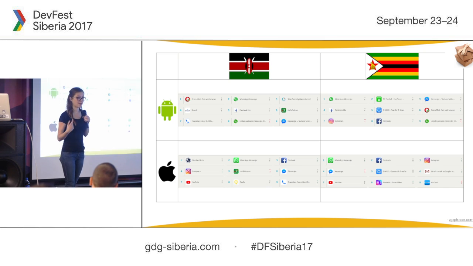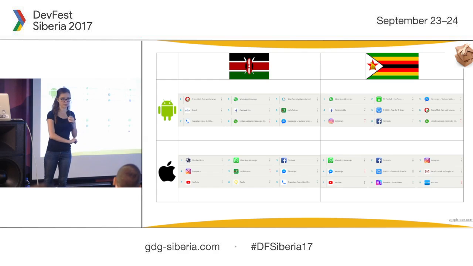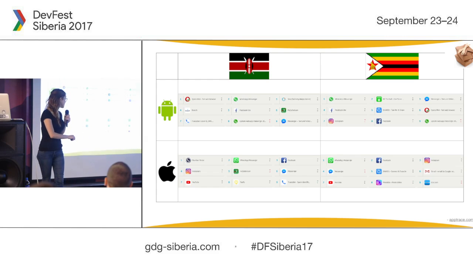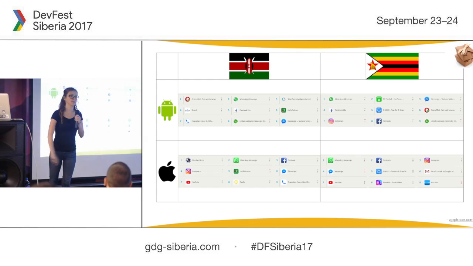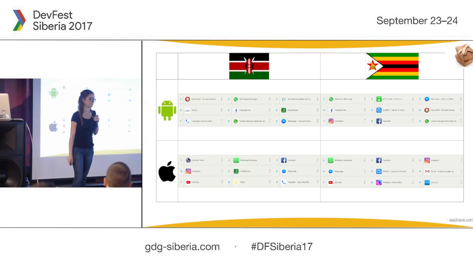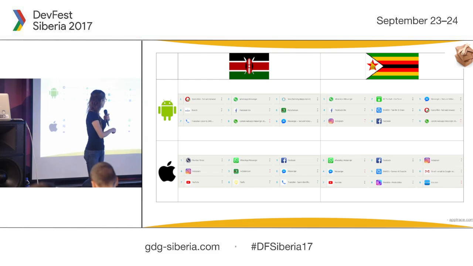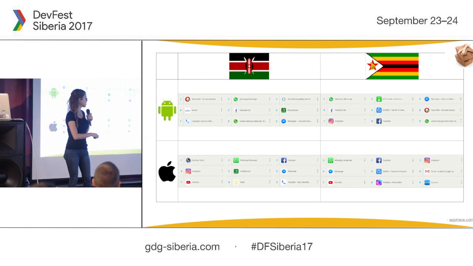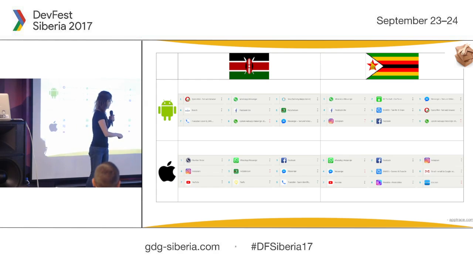What would people who have an iPhone in Kenya download? Safaricom, Taxify, which is the competitor of Uber, YouTube, Instagram, Facebook, not Facebook Lite. Already interesting, right? Why? Let's look at Zimbabwe. The Android users of Zimbabwe would take Facebook Lite, Instagram, Opera Mini, WhatsApp, Facebook, Messenger, and then iPhone users in Zimbabwe, what do they download? YouTube, Instagram again, WhatsApp, Facebook.